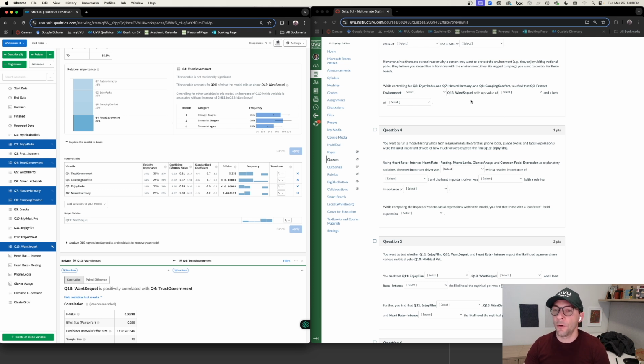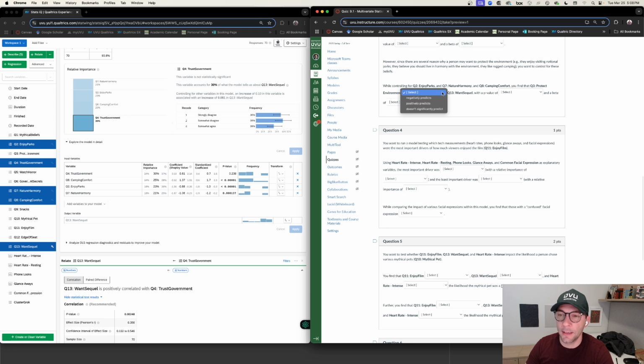Okay, and so right here, we're specifically looking at protect environment. For me, that would have been the trust the government. So for protect the environment, you want to look at, okay, what's that p-value, and what's the beta? Is it significant? And if so, is it a positive relationship or a negative relationship? And so yeah, you click that, list the p-value there, and the beta there. Okay, so that's question 3.